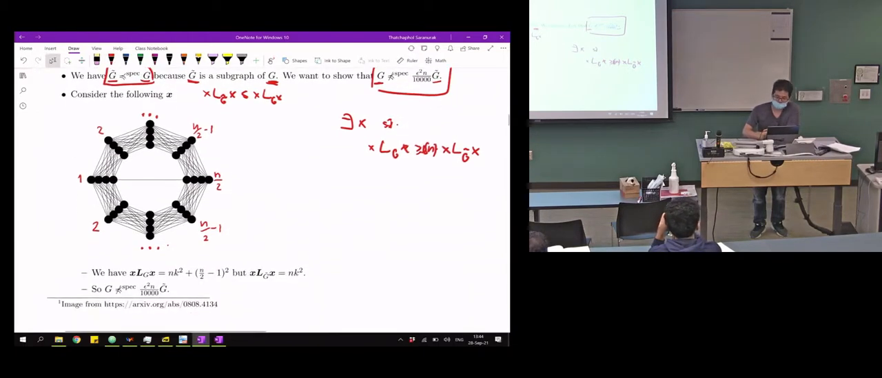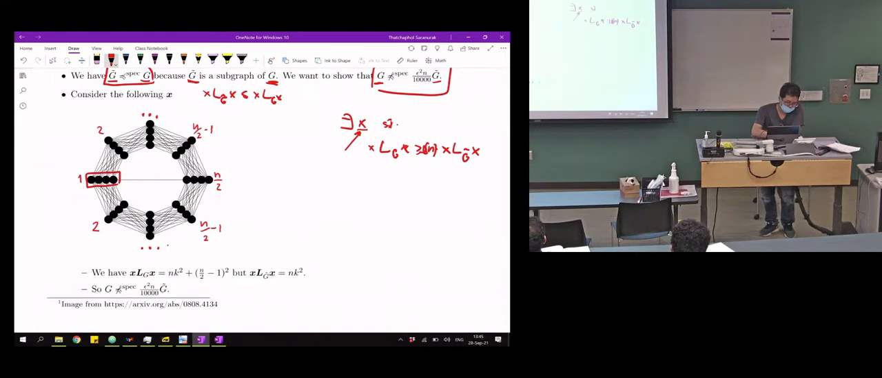Okay. And the x that I will define will be defined just like this. Note that x is just assigning a value to each node, right? So how do I assign that? I put all the nodes in here to be 1, everything here to be 2, 3, and so on. And this is, here is n over 2. And then from here is 2, and so on. So is the assignment clear?